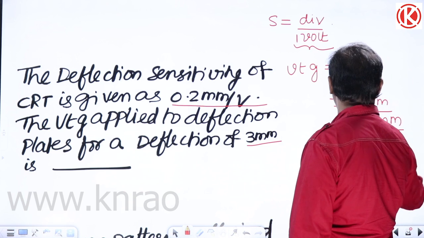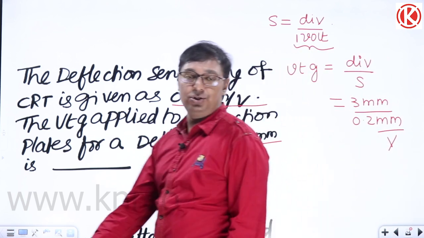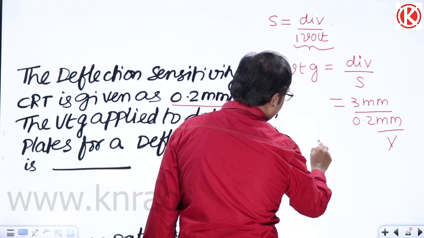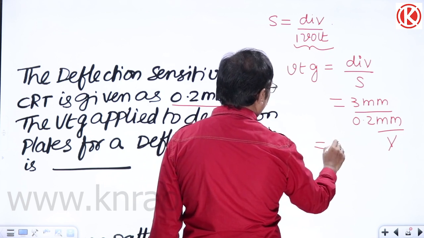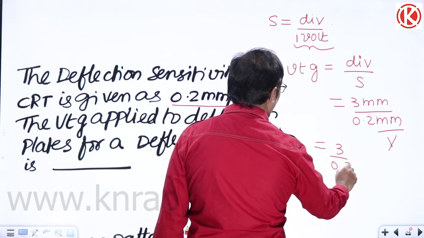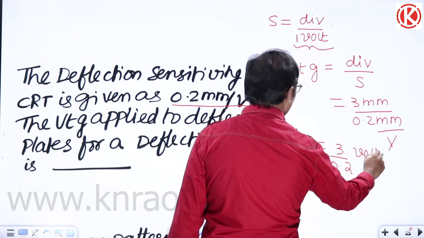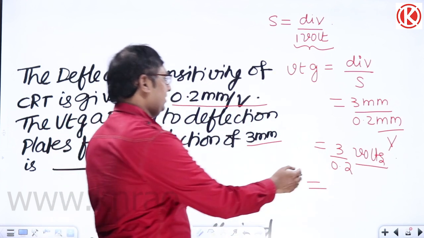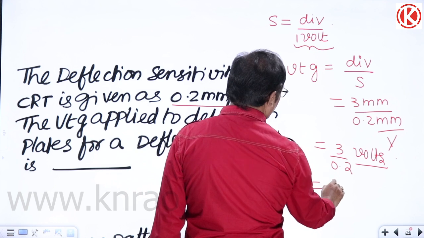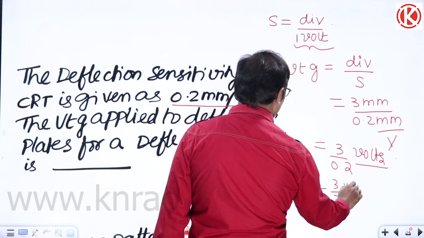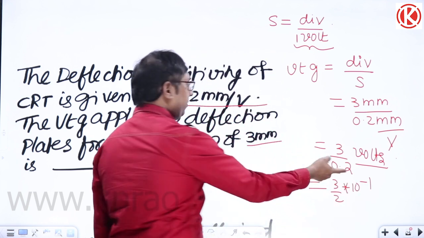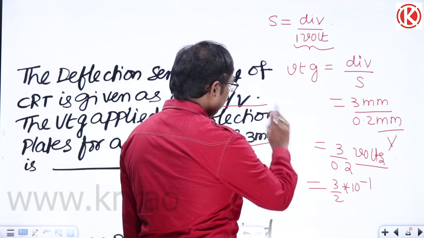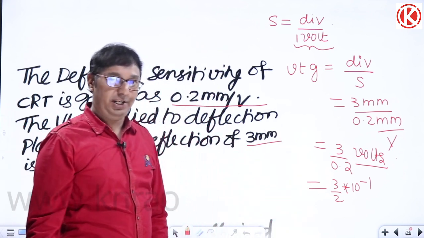0.2 mm per volt, so mm gets cancelled. 3 by 0.2 gives so many volts. I can write it like 3 by 0.2, which is 3 by 2 into 10 power minus 1, which is 1.5 into 10 power minus 1, that is 0.15 volt. This could be the applied voltage.